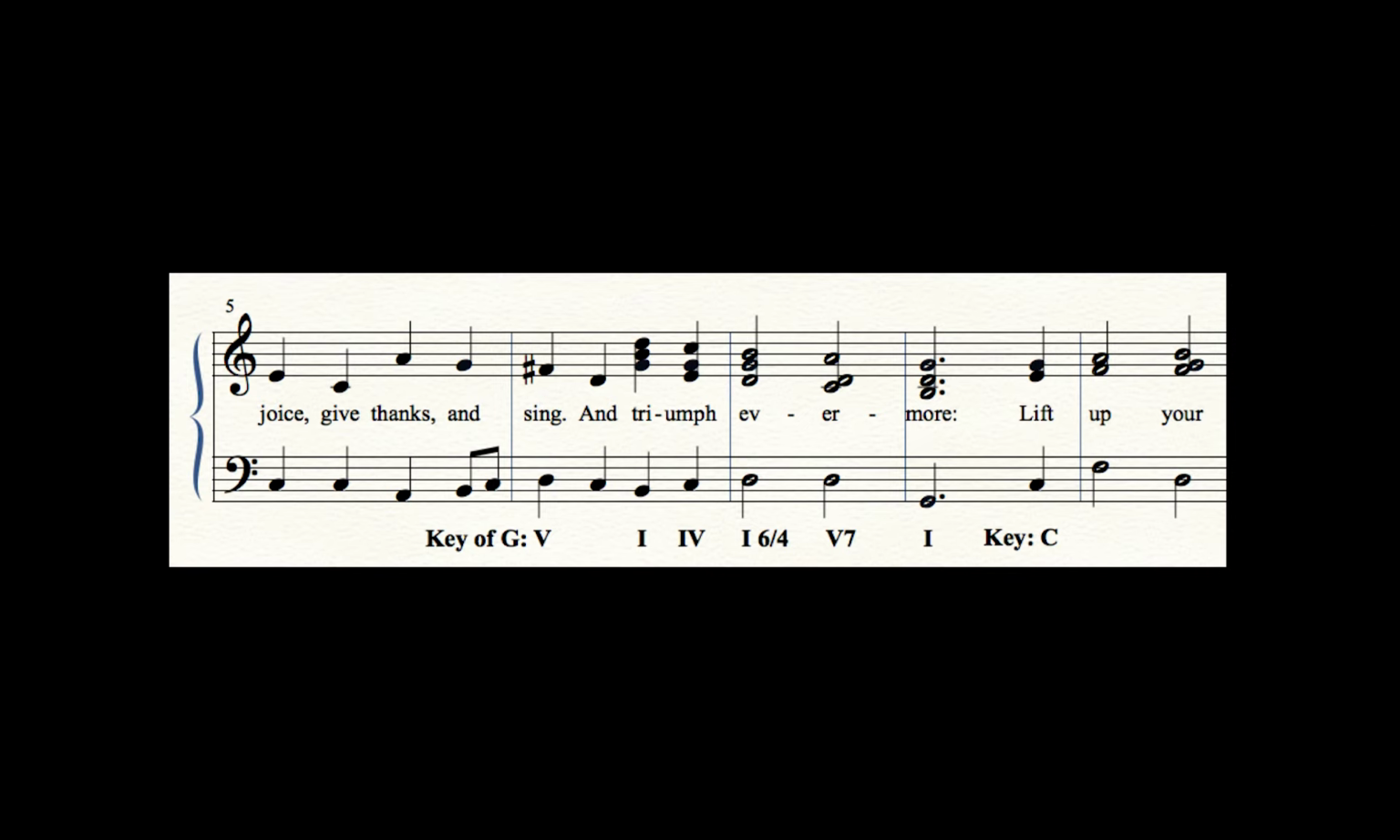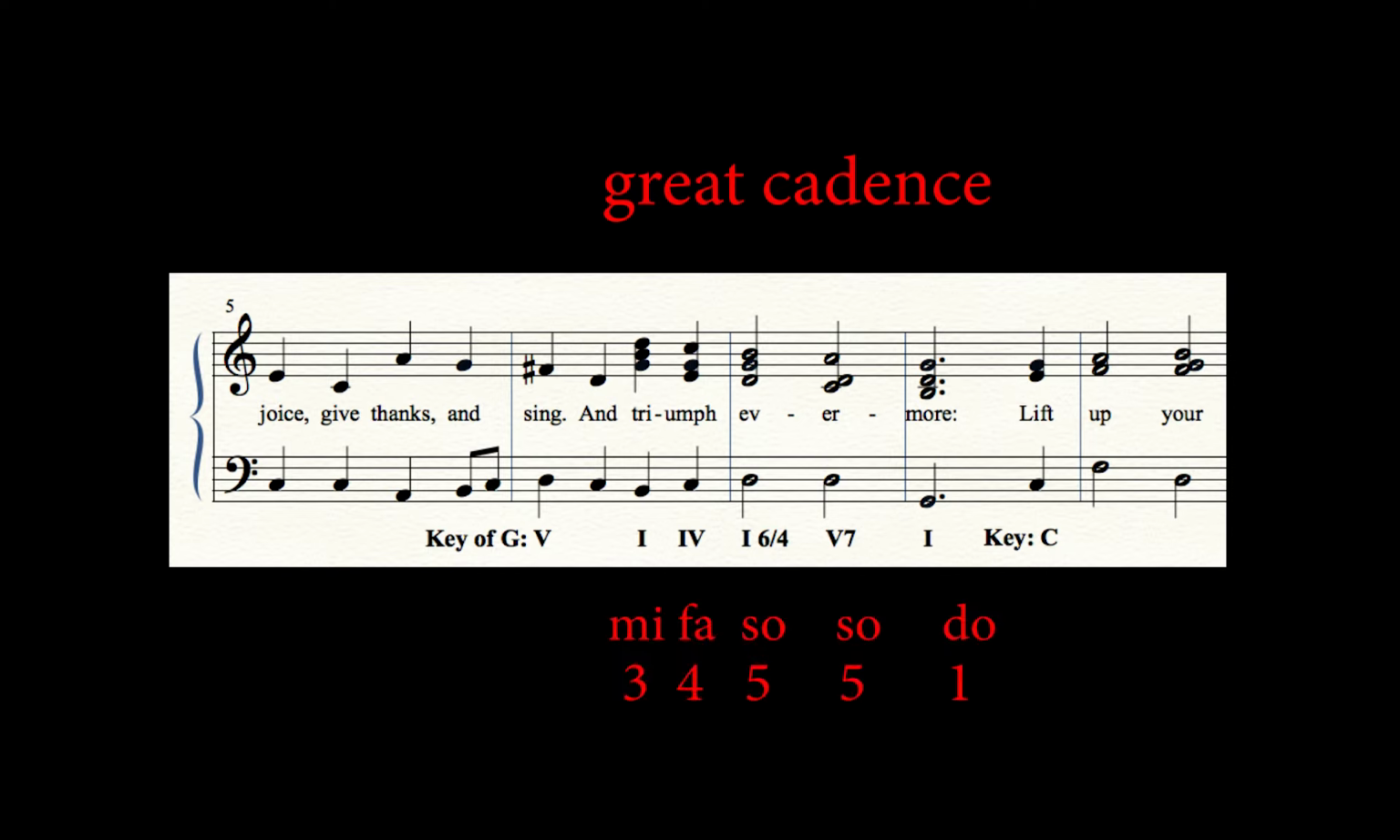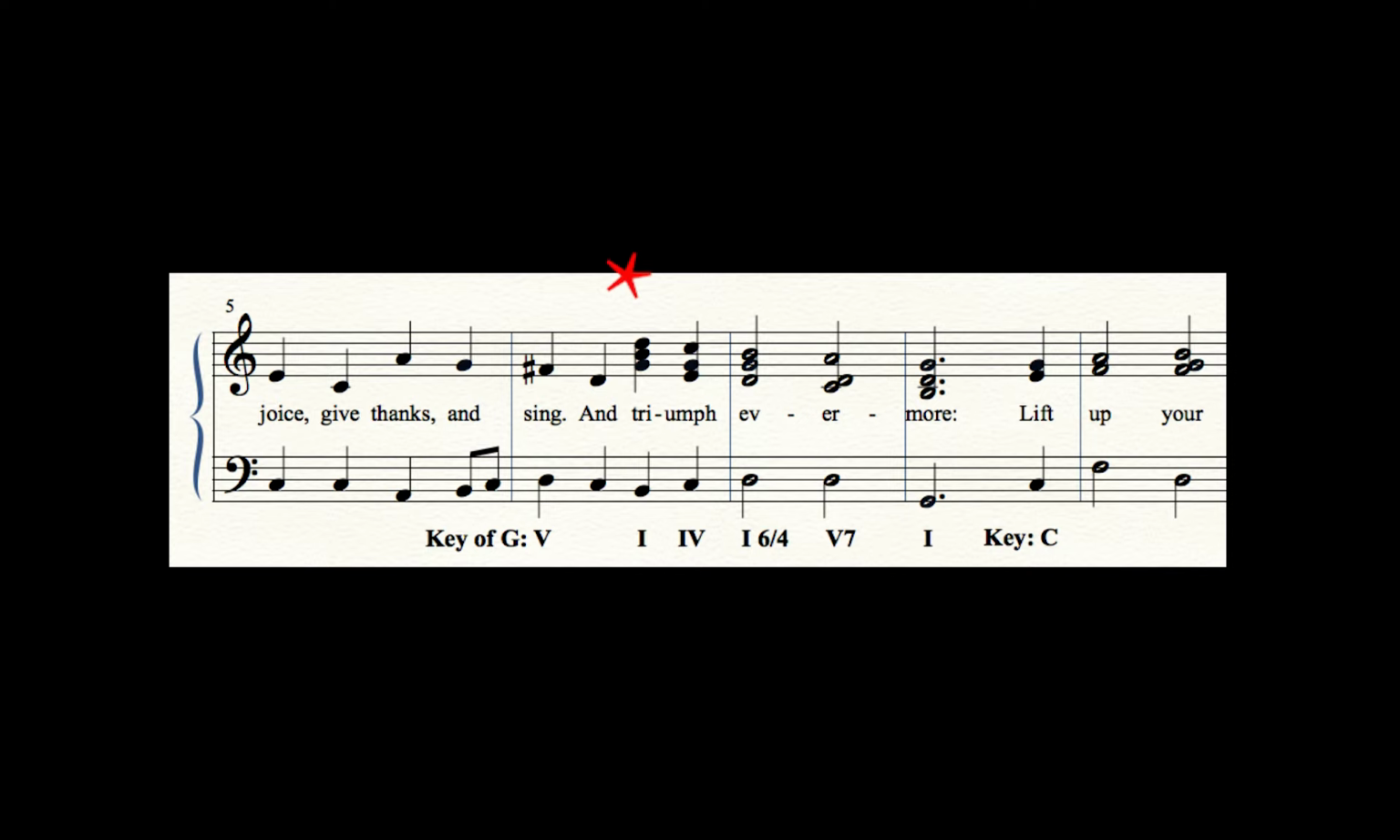In this one, the signal that a modulation is coming is the raised fourth on the word "sing." The rest of the phrase is a model of how to write a convincing cadence. The bass line is mi, fa, so, do, steps 3, 4, 5, 5, 1. The tonic 6/4 comes on a strong beat, but the feel of the new key really comes at the height of the phrase, suitably highlighting the text for the word "triumph."